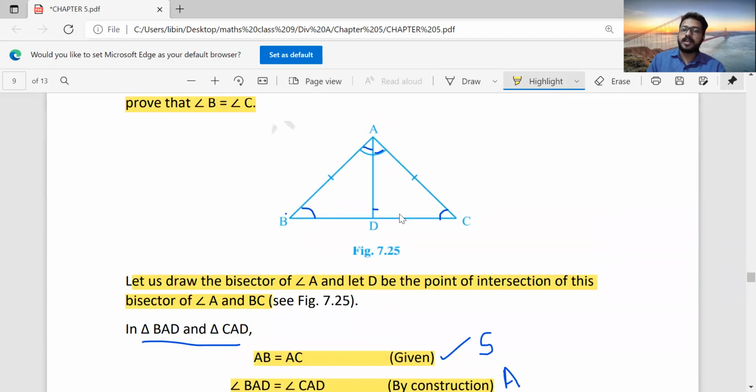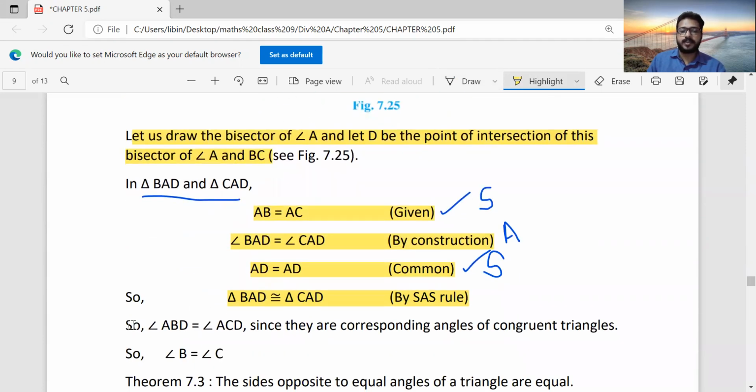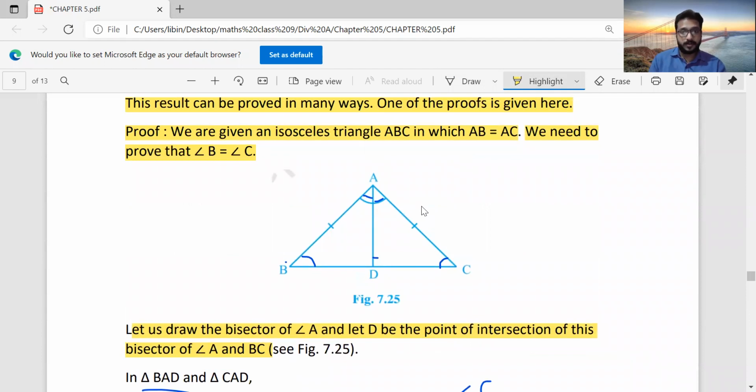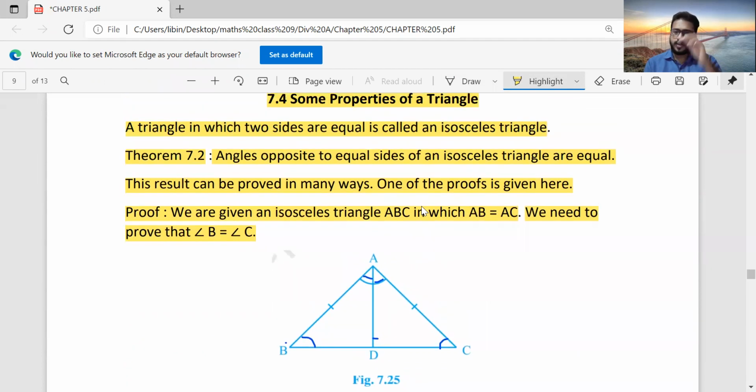Clear? Now what happens since they are congruent? Then the corresponding angles should be equal. Therefore, angle ABD will be equal to angle ACD, which implies angle B is equal to angle C. Are you all clear? This is actually a very easy proof, but still it is very important. Since it is very easy, don't think you will remember it and just ignore it. No, you should write it, otherwise you may forget.